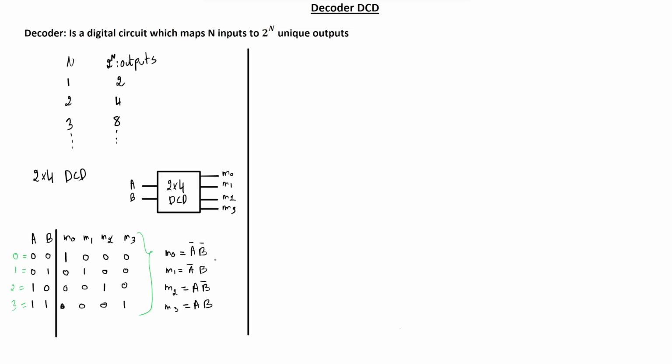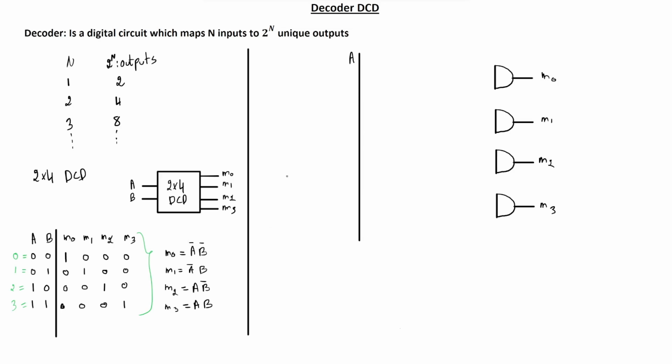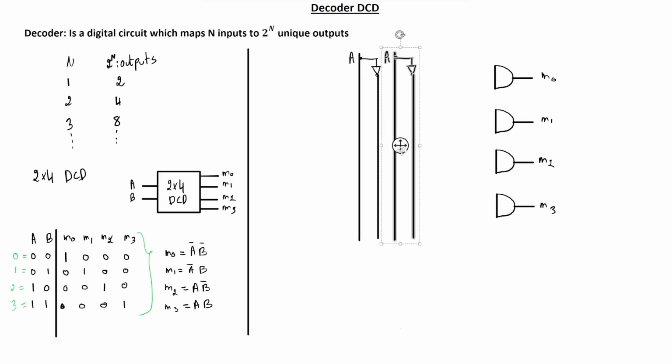Now we can draw the circuit for a decoder. So we need 4 AND gates. This AND gate will output M0. This AND gate will output M1, M2, and M3. So we need 2 inputs A and B. So this is A. And sometimes we need A bar, so let's use a NOT gate to get A bar or A prime. And then also we need B and B bar. So here we have B and B bar.